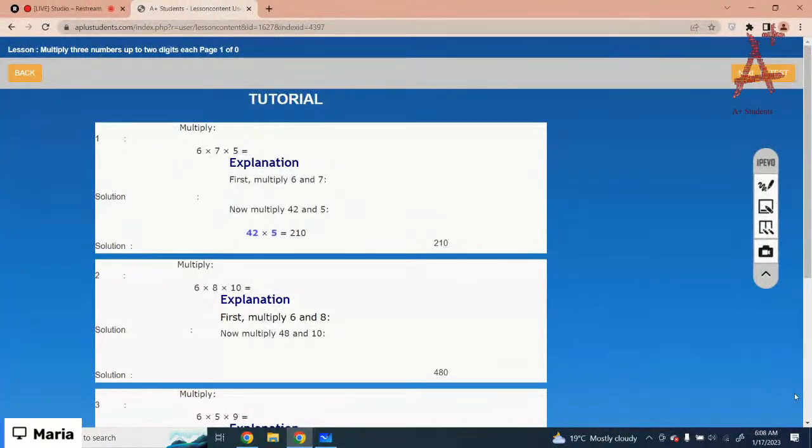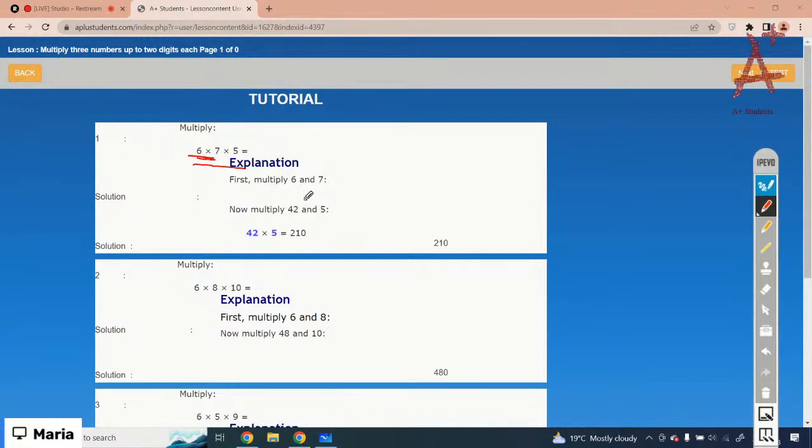Like here you have three numbers you have to multiply. Got it? You have to do 6 times 7 times 5. You can do them by multiplying a pair of numbers. You can just start with 6 times 7. So 6 times 7 makes 42. Then you have to do 42 times 5. So 42 times 5 makes 210. Got it?